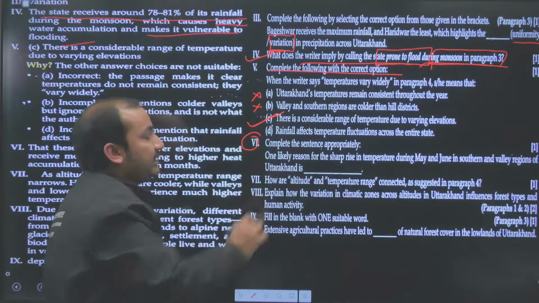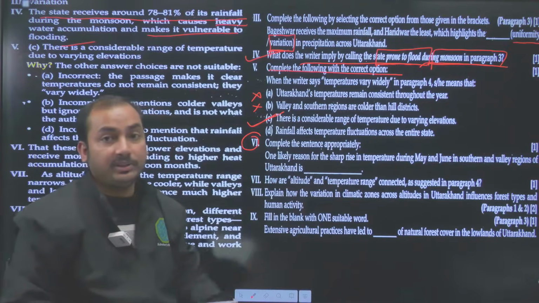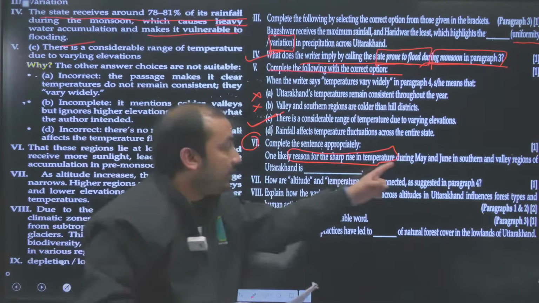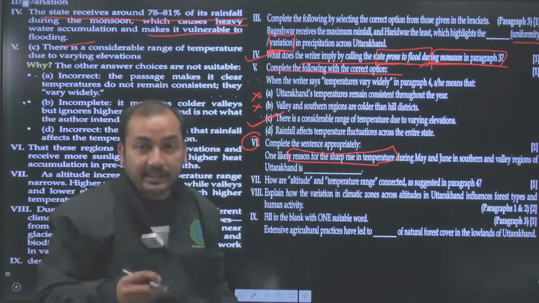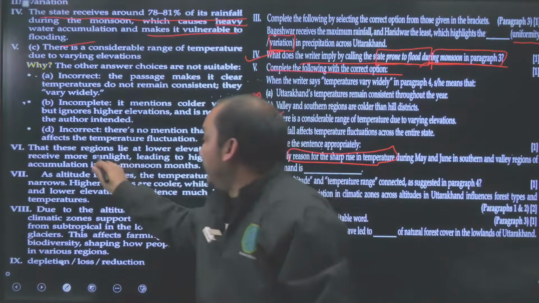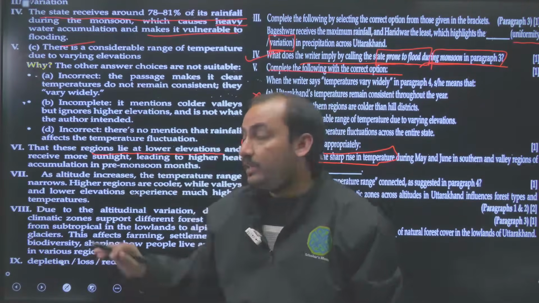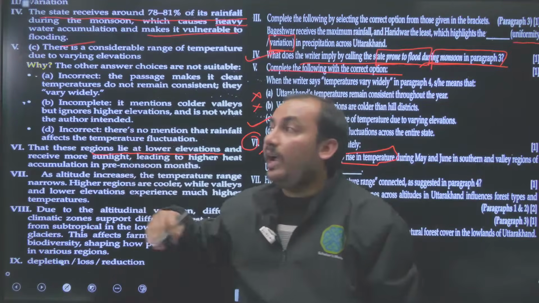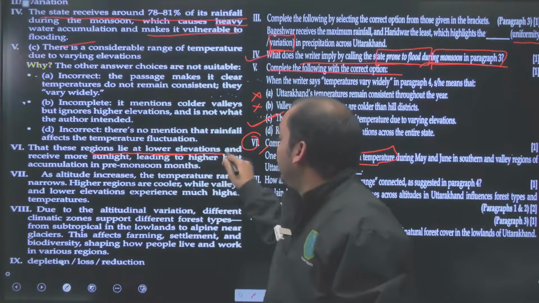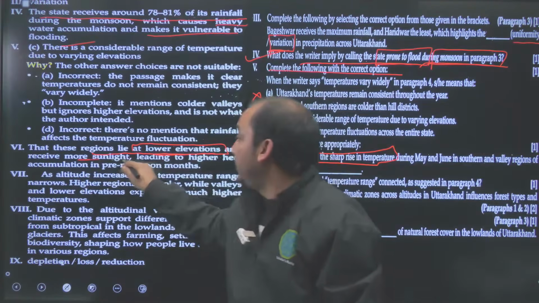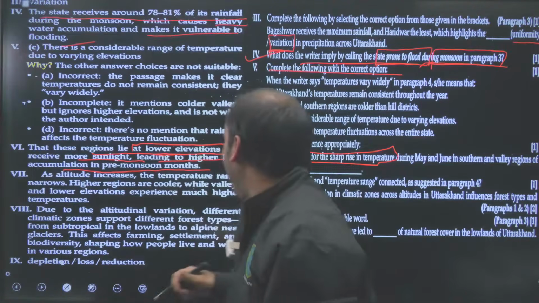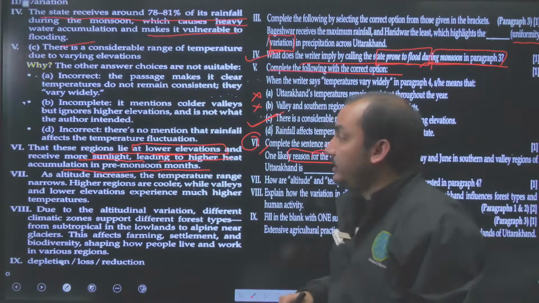Question number 6. Complete the sentence appropriately. One likely reason for the sharp rise in temperature during May and June in southern and valley regions of Uttarakhand is. Here, the simple question is, what is the reason for the rise in temperature? These regions lie at lower elevations, meaning they do not lie at higher elevations. As we go up, according to the passage, the temperature decreases. So they are at lower elevations and receive more sunlight, leading to higher heat accumulation in pre-monsoon months. So this was the reason why they have a rise in their temperature.